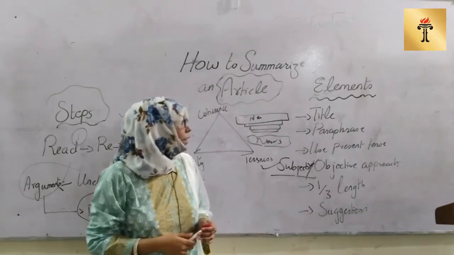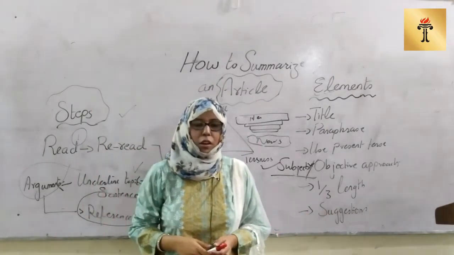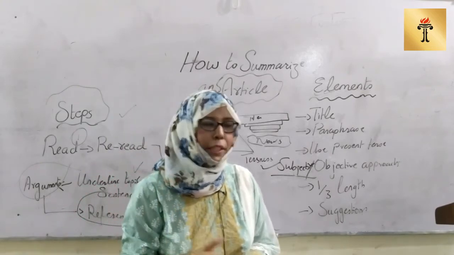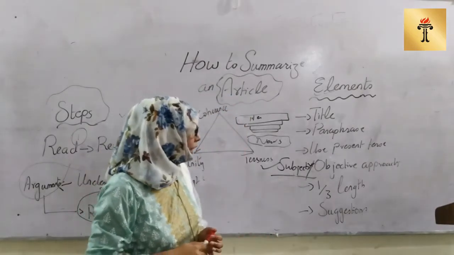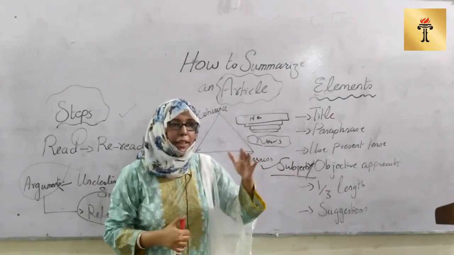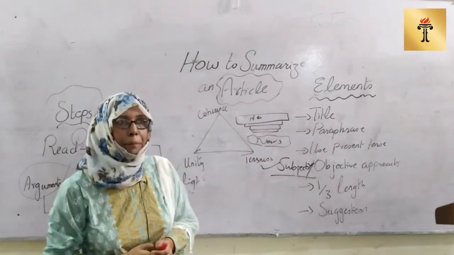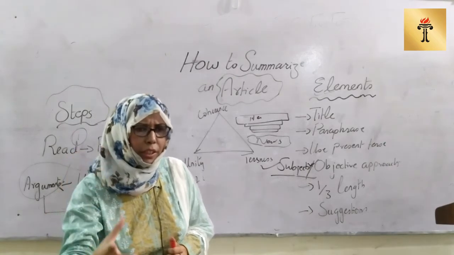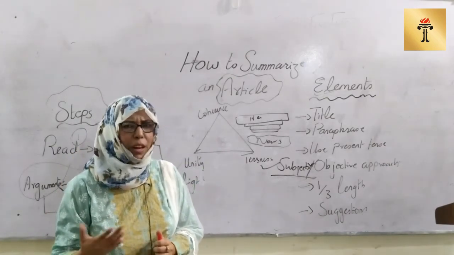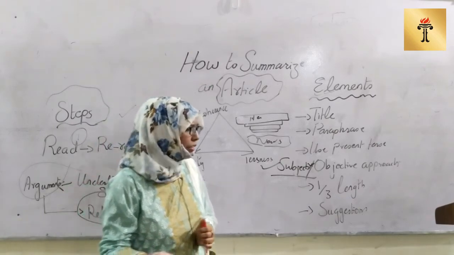The length of your summary of an article depends upon the supervisor's choice or is directed by your teachers, but it has been said that the length should be one third. If the original is 500 or 1000 words, you may summarize it into 500 or 400 words.